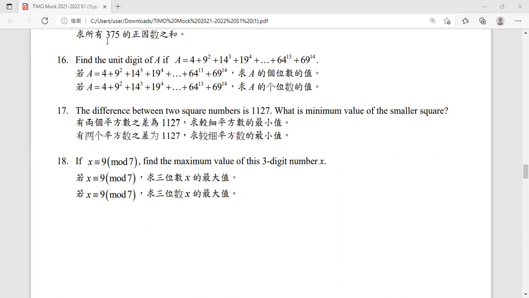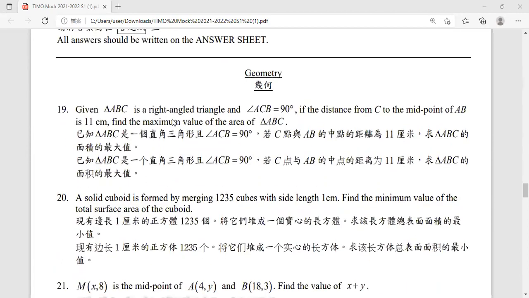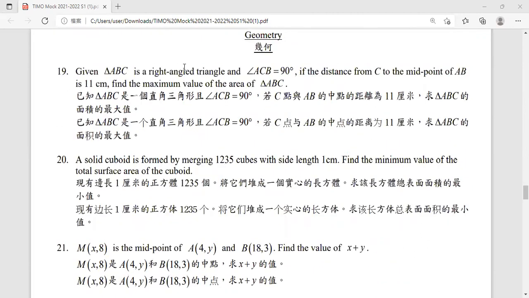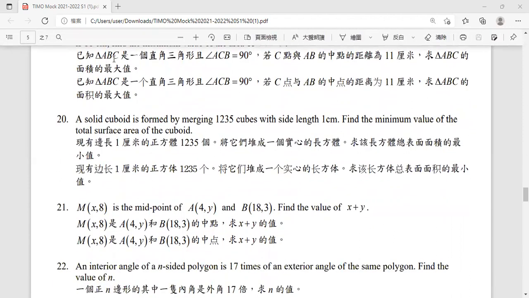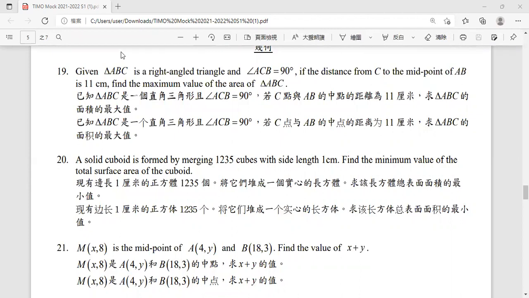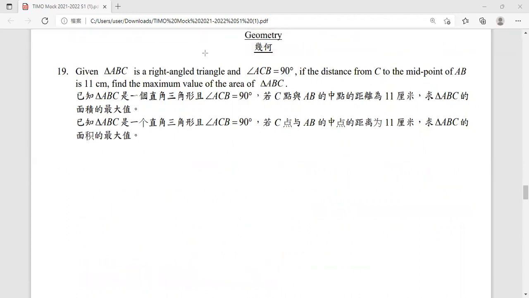Okay, question 19. Now, okay, this question. For this question, actually very easy, but after some time you will find out that you are tricked by someone. So for such kind of question, please draw a diagram first. Let's draw a diagram.